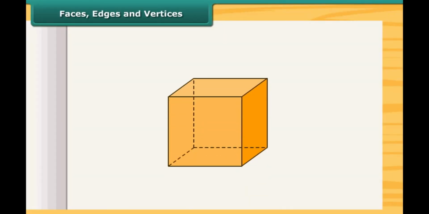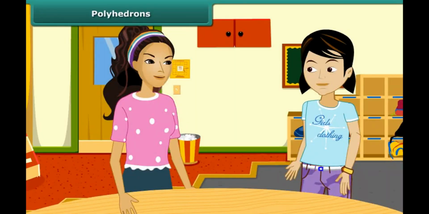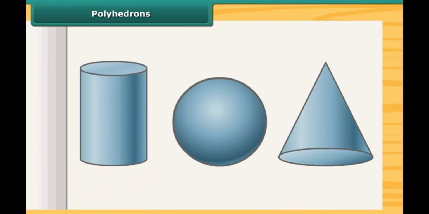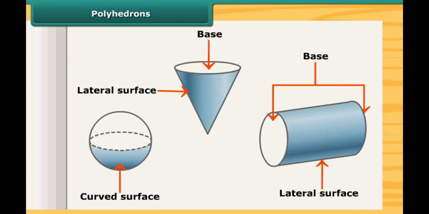Look at this cube. This is the face of a cube. This is the edge of the cube and this is the vertex of the cube. An edge is a line segment where the faces meet. And the vertices are the points where the edges meet. Do you know what we call a solid having flat faces, edges and vertices? No. Those solids are called polyhedrons. These are all polyhedrons. Are these objects polyhedrons? No, these are not polyhedrons. You are right. These are not polyhedrons because they do not have flat faces.